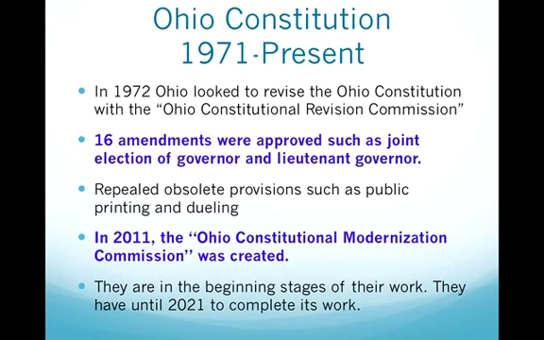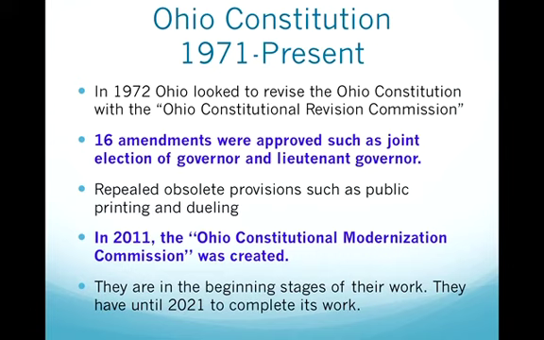And so in 1972, Ohio looked to revise the Ohio Constitution with the Ohio Constitutional Revision Commission. 16 amendments were approved, such as a joint election of governor and lieutenant governor. They repealed obsolete provisions such as public printing and dueling, which, you stand back to back, head out, 40 paces, whatever it is, and turn around and shoot a gun at each other. That was still in our Constitution, so we got rid of that.